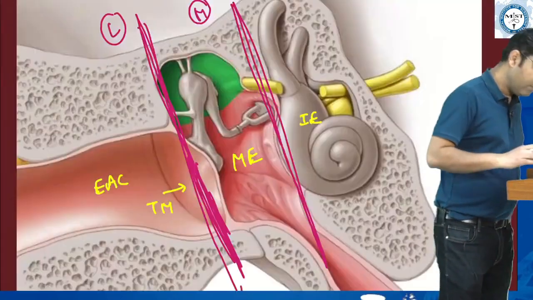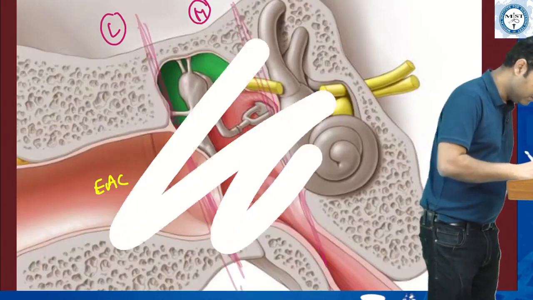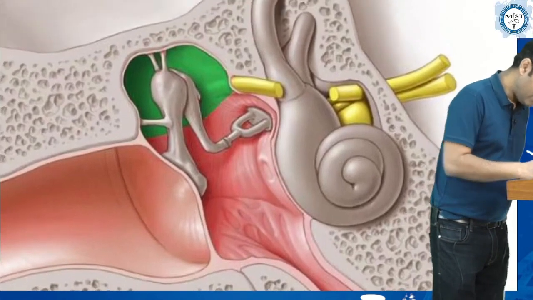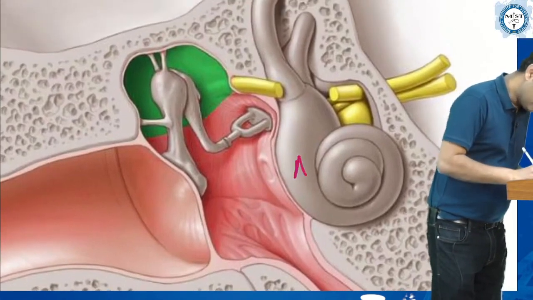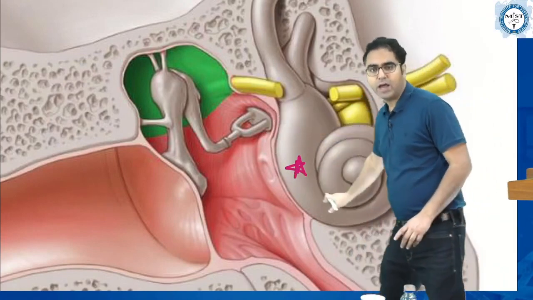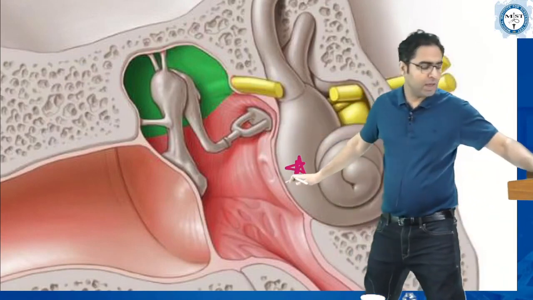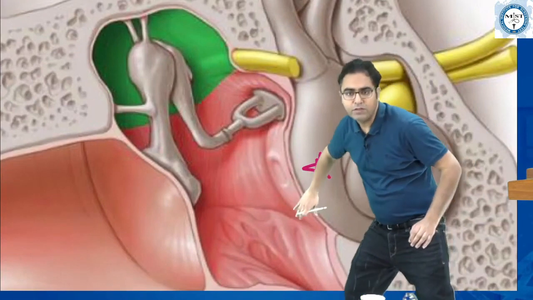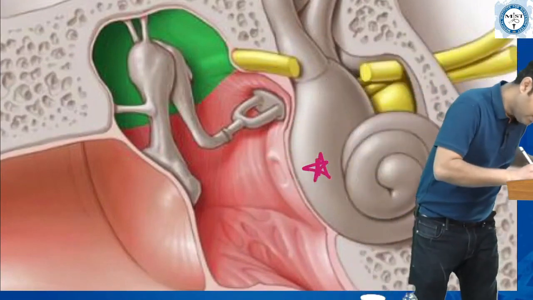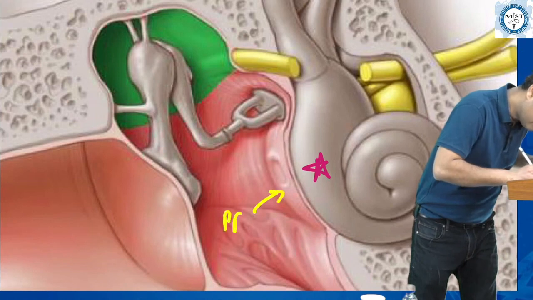You might say, where is the cochlea? I'll show you, just see on the screen. Can you see over here, everybody? This star is the basal turn of the cochlea. Can you see it's making a projection on the medial wall? This wall is lifted upward, and this projection is called promontory.